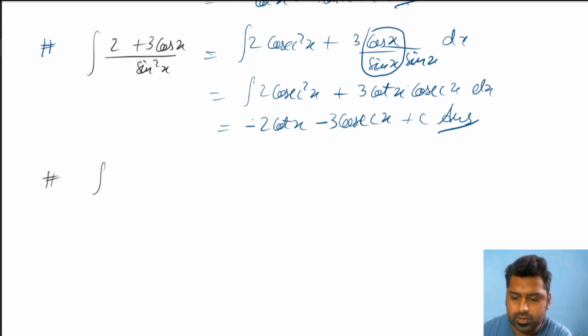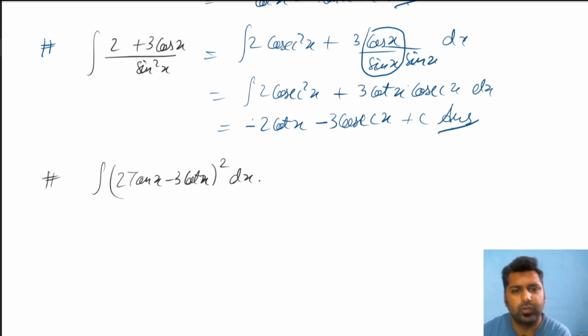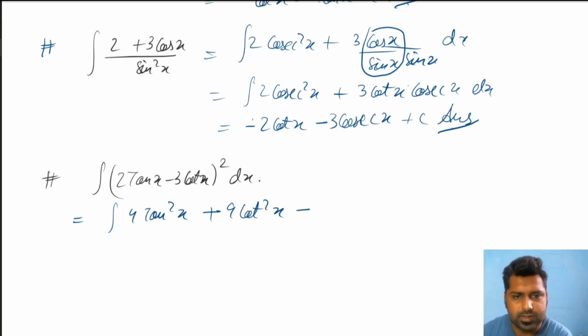Next question. Integration of (2 tan x minus 3 cot x) whole square. Now tan x minus cot x, as such, we cannot do too much about it. And there is a whole square, so opening the whole square will be helpful. Why? The 2ab term will multiply tan and cot, which cancel each other. So this becomes integration of 4 tan square x plus 9 cot square x minus 2 times 2 times 3, which is 12, tan x cot x. And tan and cot cancel each other, since cot is 1 by tan.